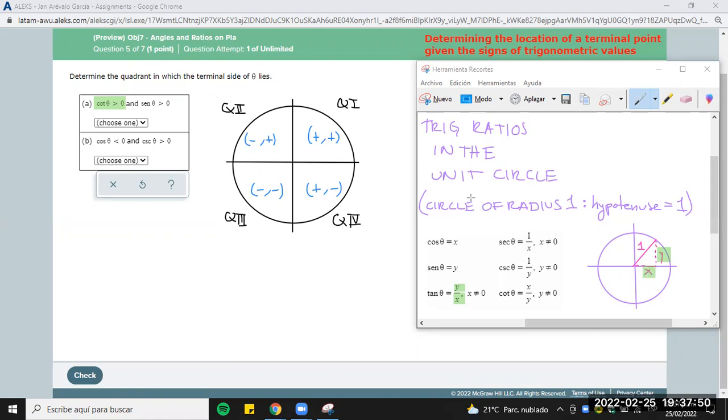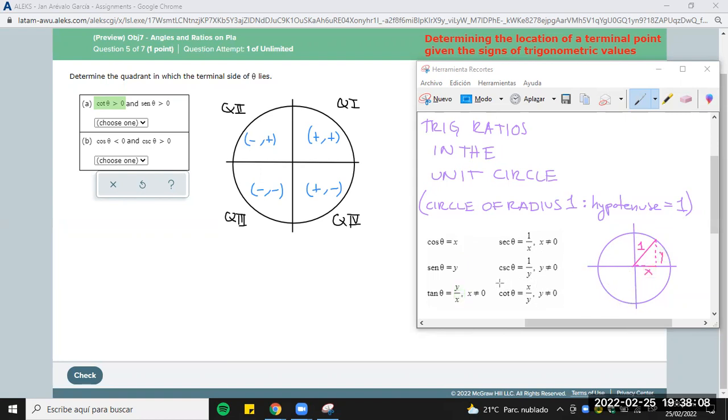And in here, as this is the unit circle, the radius, I mean the hypotenuse or any of the radii, will be of length 1. So that is why you see, for example, cosine that is adjacent divided by the hypotenuse, it is just x. So quick explanation about that.